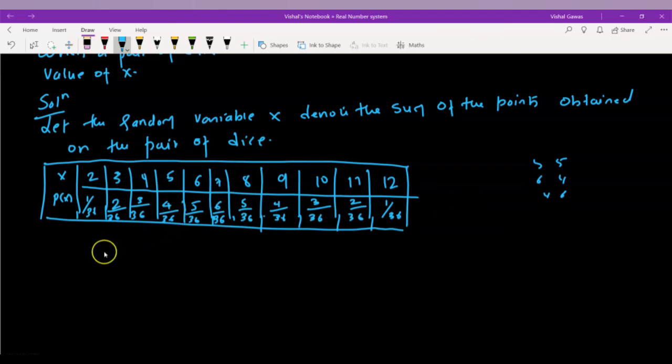Therefore, what do we get? E of x, that's the expected value, is nothing but the sum of x into p of x, isn't it?